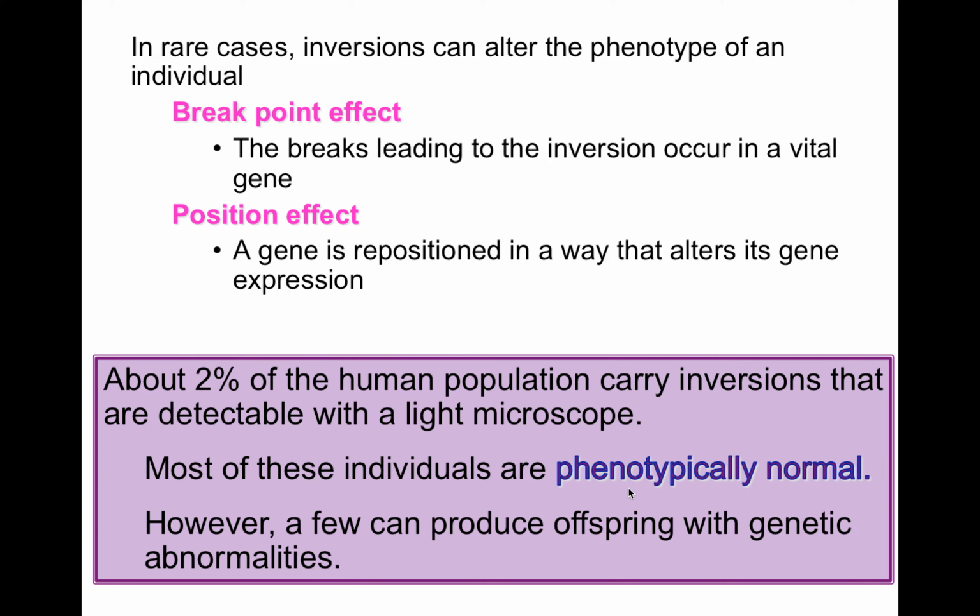Interestingly, about 2% of the human population carries inversions that are detectable with a light microscope. So those are fairly large inversions. Most of these individuals that carry these inversions are actually phenotypically normal. However, a few can produce offspring with genetic abnormalities.